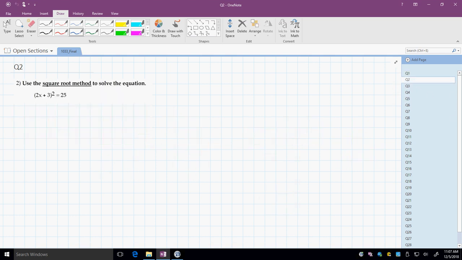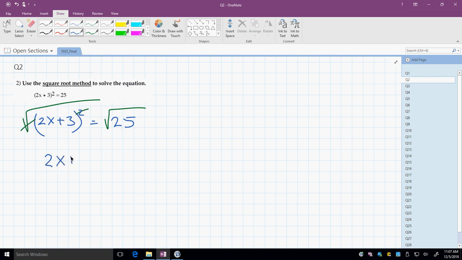No. Question number 2. Use the square root method to solve the equation. The square root method means that you need to put in a square root on top of it. I'm going to rewrite it just because I need a little bit more space. You're going to put in a square root on top of both of them. So the exponent 2 kind of breaks with the square root, and we can free the stuff that is inside the square root. So we have 2x plus 3 equals the square root of 25, which is going to be 5.